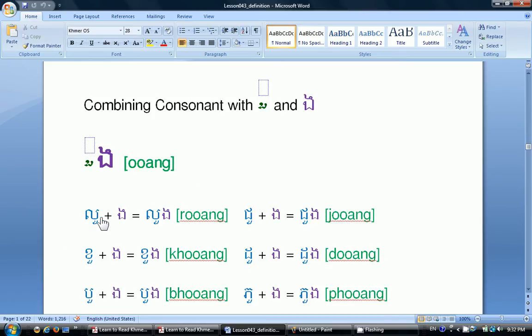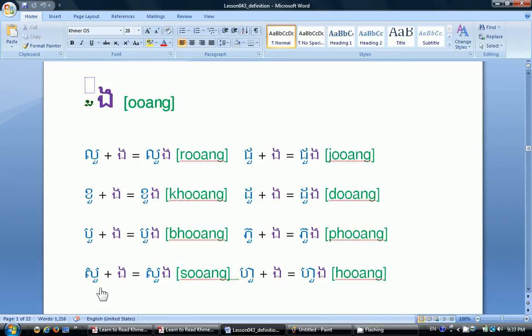Lo u lua, lua ngo, luong. Jo u chua, chua ngo, chuong. Ko u khua, khua ngo, khuong. Do u đua, đua ngo, đuồng. Bo u bua, bua ngo, buồng. Pu u pua, pua ngo, puồng. So u xua, xua ngo, xuồng. Ho u hua, hua ngo, huồng.